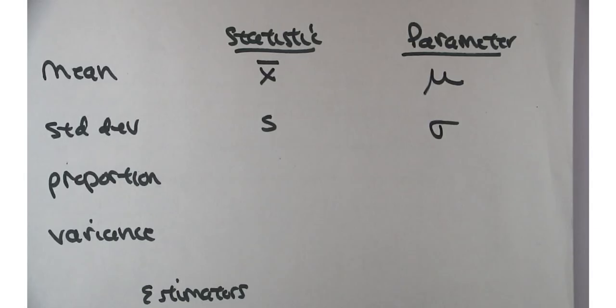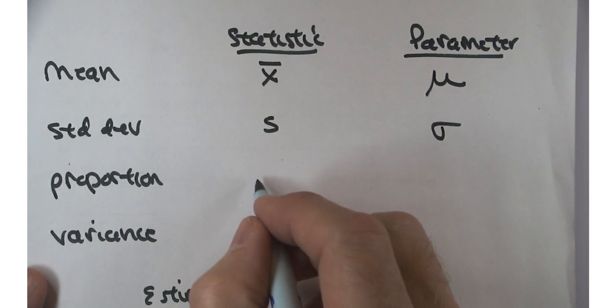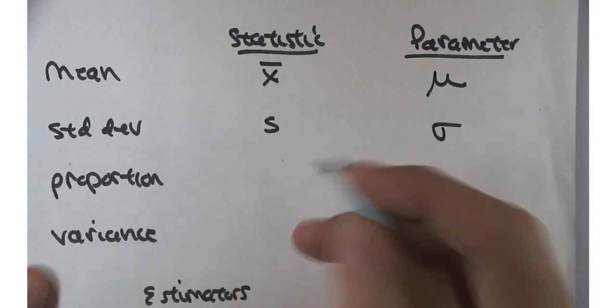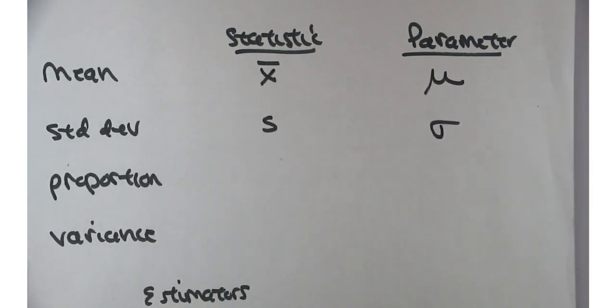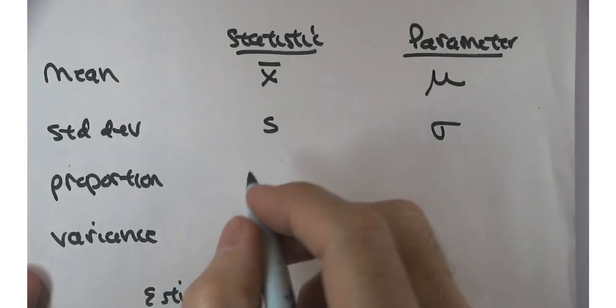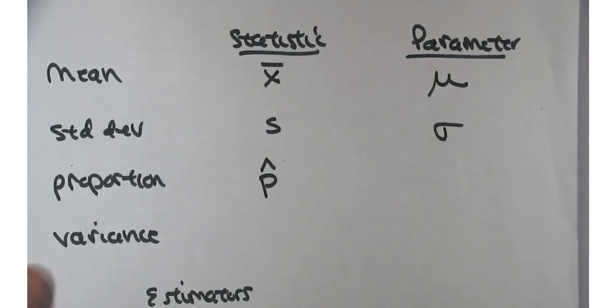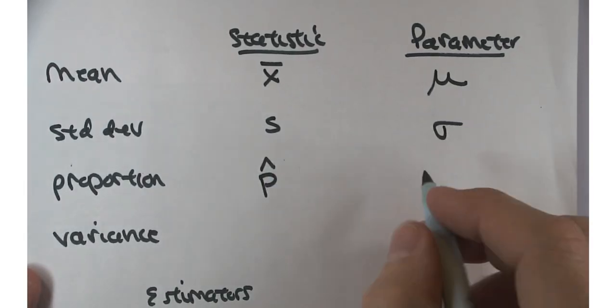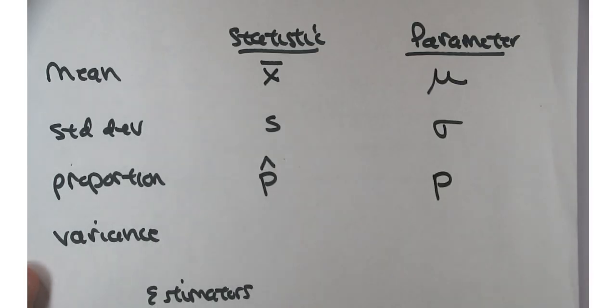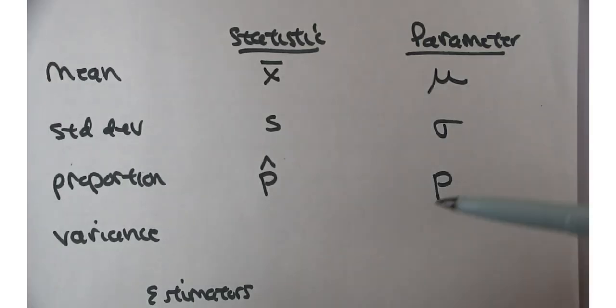Now, this one we haven't really dealt with so much yet, but proportion, that would be, for instance, if I looked at the proportion of people wearing hats this morning versus the people of this class. So that notation is P hat. We'll see more of that in section 7.1. And then, annoyingly, the parameter is just P. They don't use a Greek letter for this one. I don't know why.